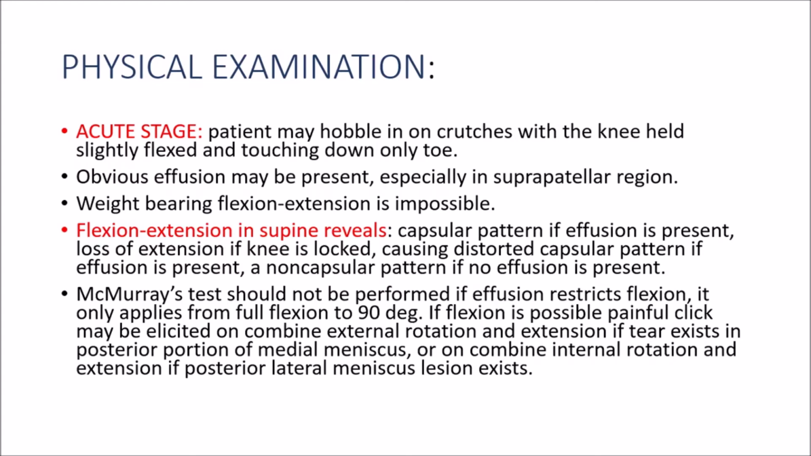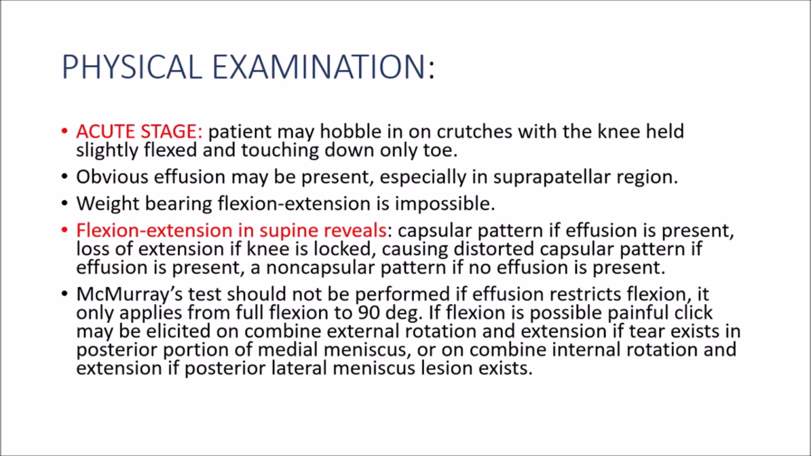Next is the inspection. Effusion may be noted, especially in the suprapatellar region, and the patient stands with the knee held semi-flexed. The Halfway test may not be performed because of an incomplete extension, and the skin may appear slightly red and shiny. Next is the active movement. Weight bearing in flexion and extension is nearly impossible, and flexion and extension in supine reveals a capsular pattern if effusion is present, loss of extension if the knee is locked, causing a distorted capsular pattern if effusion is present, and a non-capsular pattern if there is no effusion present.